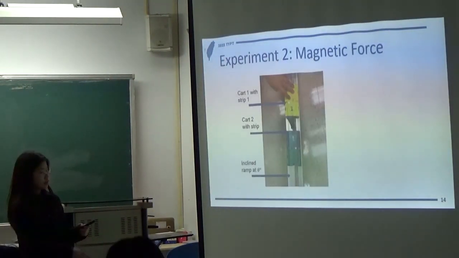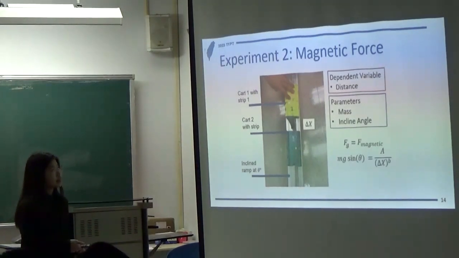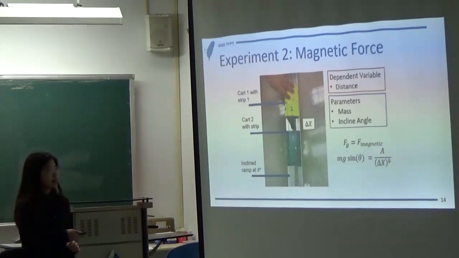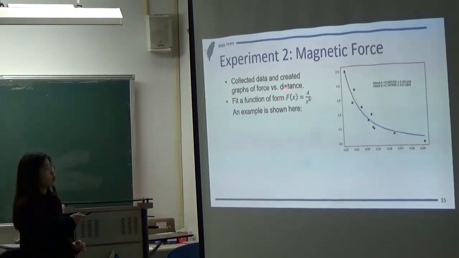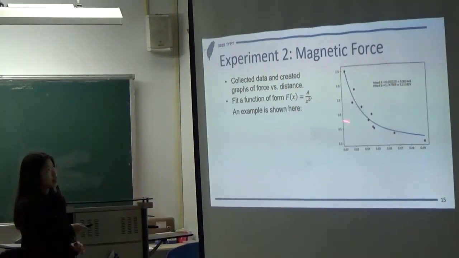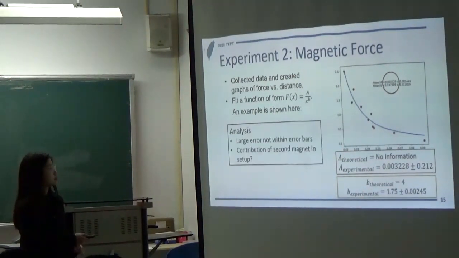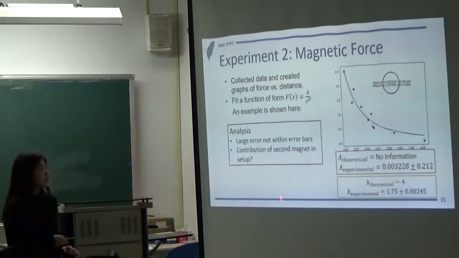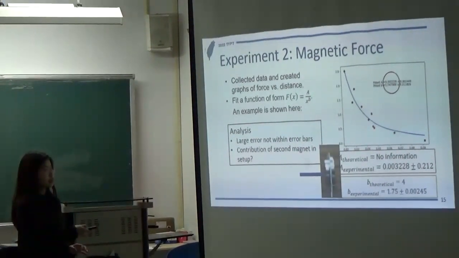And so, finding magnetic force, the dependent variable is distance, and the parameters are mass and incline angle. Using Fg equals F magnetic, we get this expression over here. So we collected the data and created graphs of force versus distance. We fitted a function of the form Fx equals A over x to the b, and this is the result. And so what we get is an experimental value for A and B. And so for analysis, there are large errors not within the error bars, and it could be the contribution of the second magnet in the setup as depicted here.